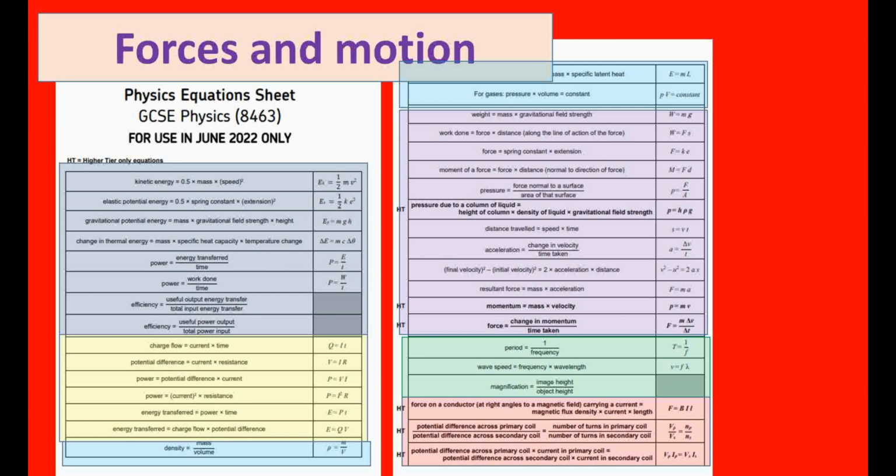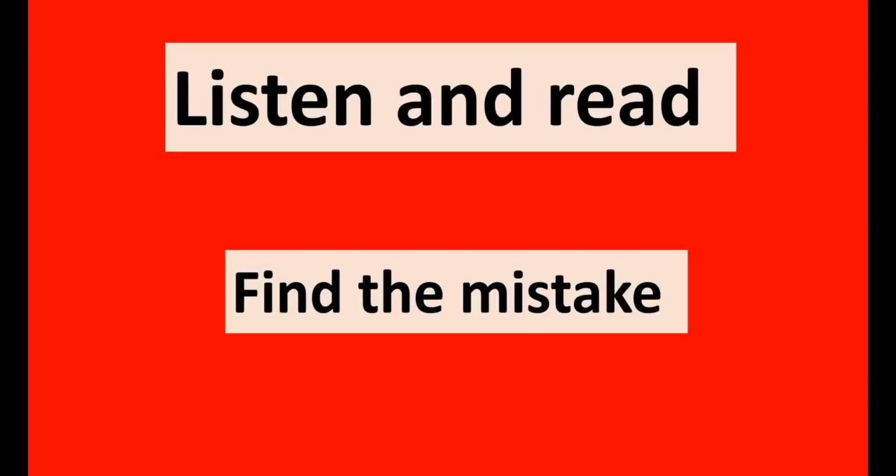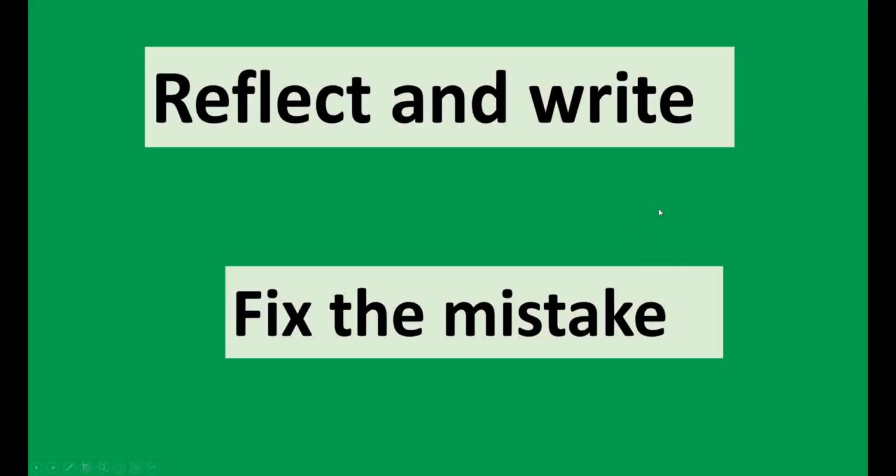Now, the way this video is going to work, we're going to have different coloured slides. The red ones are when you're listening, you're reading, and you're not talking, and you're focused on what's happening on the screen. You're finding mistakes for the most part. The green slides, that's where you're going to be pausing and doing. You're reflecting, you're writing, and you're fixing mistakes. The majority of the time is going to be independent work. It's going to be you doing the work. I will guide you through questions and then you're going to make them better. You're going to fix stuff.